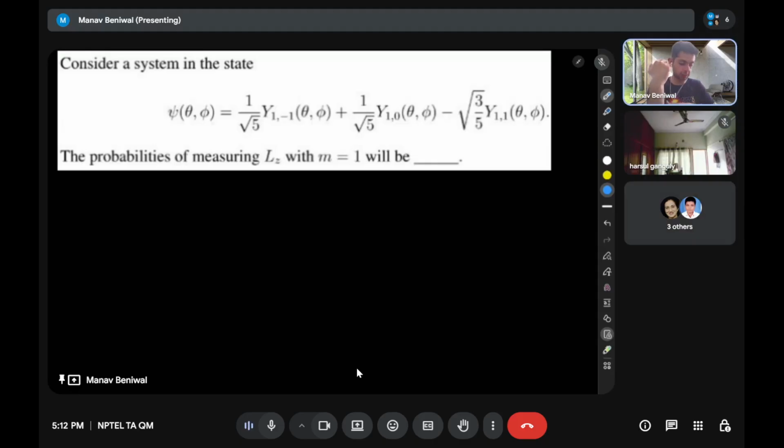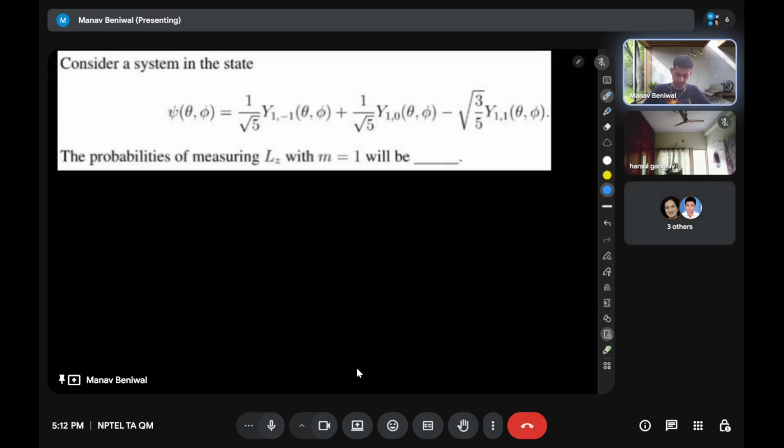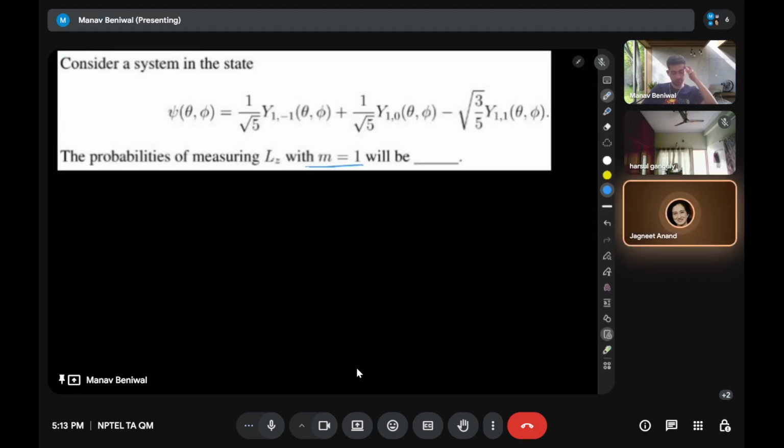So could you solve this? Will it be 3 by 5? Yes, 3 by 5. I hope we have figured out the trick that they are asking with m equal to 1, and there is only one term that has m equal to 1. The other two terms have m as -1 or 0. But how is it the probability of measuring Lz? How is it connecting with Lz?